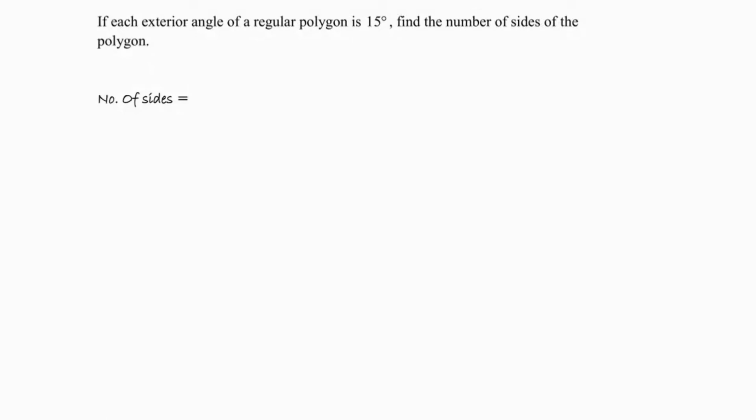Hello everyone, welcome to this math problem where we are given that each exterior angle of a regular polygon. This means the polygon has equal sides and equal angles, which includes both exterior and interior.